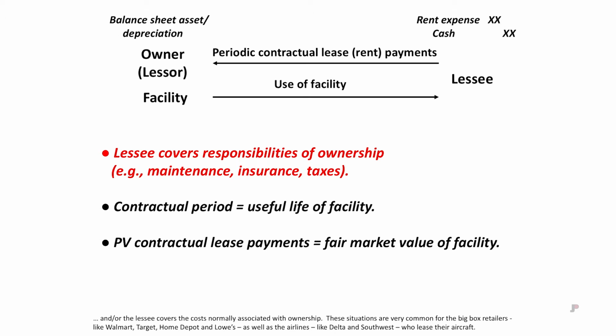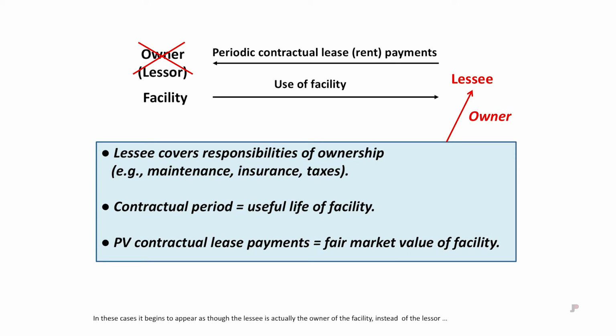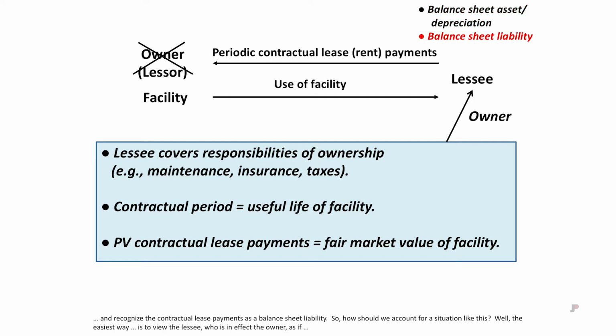These situations are very common for the big box retailers, like Walmart, Target, Home Depot, and Lowe's, and the airlines, like Delta and Southwest, who lease their aircraft with long-term lease contracts, as well as other companies. In these cases, it begins to appear as though the lessee is actually the owner of the facility instead of the lessor, which from an accounting standpoint means that the lessee should treat the facility as a balance sheet asset subject to depreciation, and recognize the contractual lease payments as a balance sheet liability. So how should we account for situations like this?